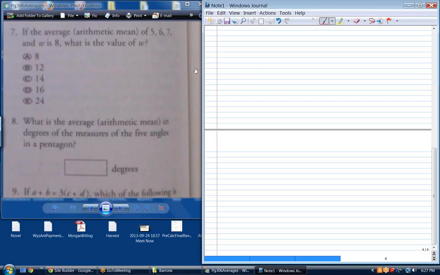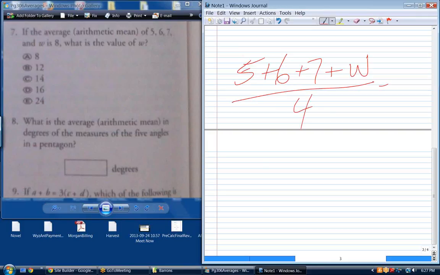What equation can I write from that first sentence? The average of 5, 6, 7, and W is 8. It's 5 plus 6 plus 7 plus W divided by 4. Now solve that equation for W.